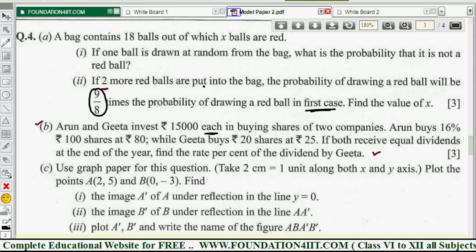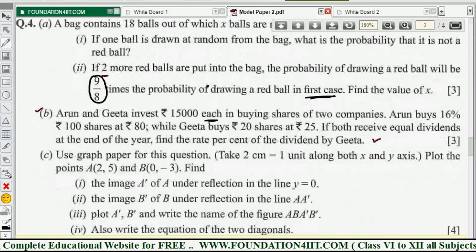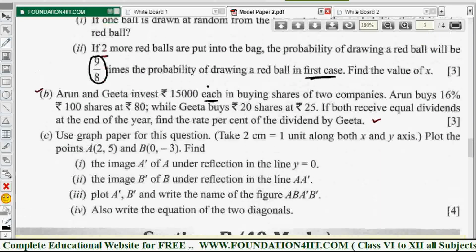Next, see question number 4c. Use the graph paper for this question. Take 2 centimeters equal to 1 unit along both the x and y axes, and plot the points first. Then the image A dash of A under reflection in the line y equal to 0, and the image B dash of B under reflection in the line A dash. So let's draw this. The points are 2 comma 5 and 0 comma minus 3. So we need to plot these points.